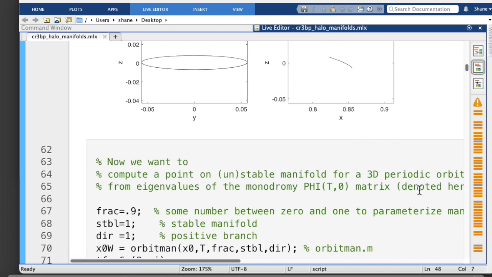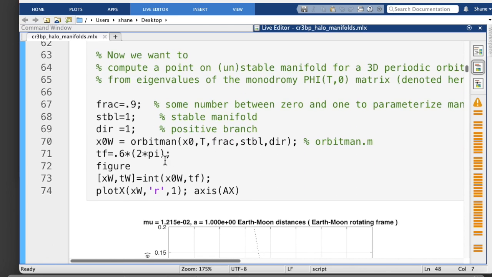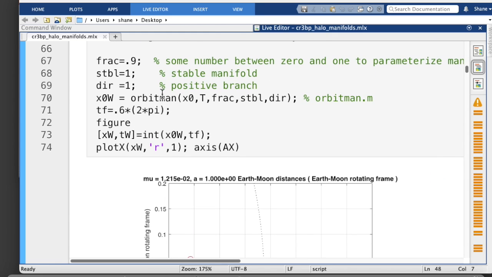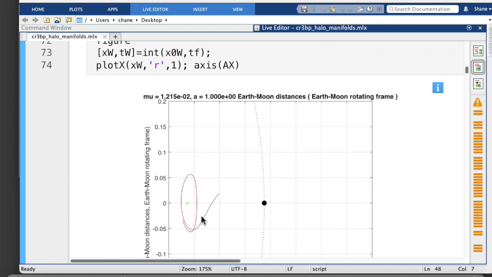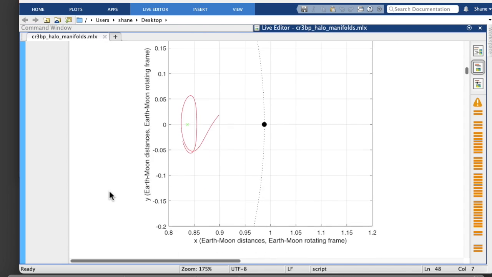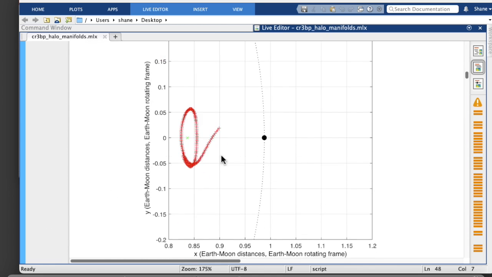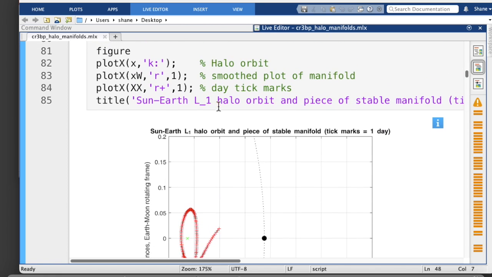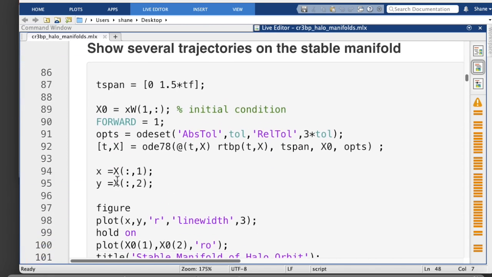And then we can compute a trajectory that's on the stable manifold and just integrate backwards. So that's what this is doing. We're integrating backwards. So if we started at this initial condition and went forward, we would get onto the halo orbit. But there's a whole continuum. So this is showing, I guess these are some tick marks. They are not one day, so I don't know what's going on there.